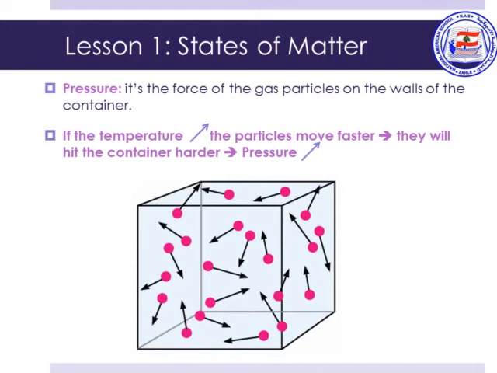From what we just said, we can conclude that if the temperature of a gas increases, then the particles will move faster. When they move faster, they will hit the walls of the container harder and they will exert a higher pressure, which means that a hot gas can exert a higher pressure than a cold gas.